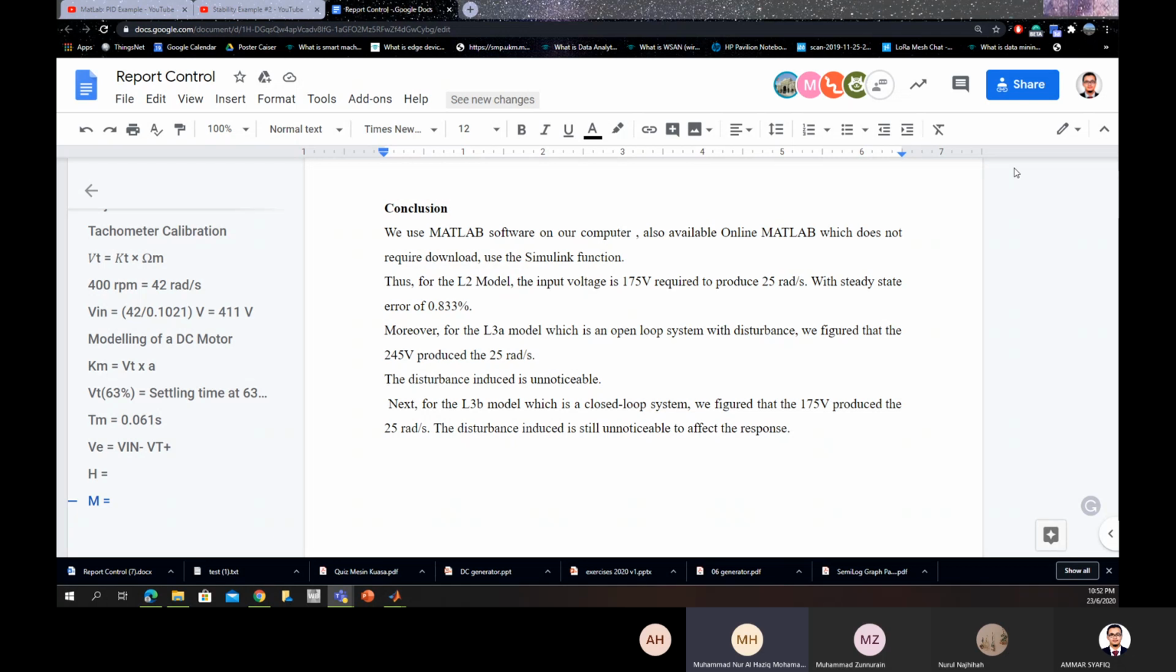So for these 3 models, we got quite accurate 25 radian per second. So I think that is all from us.